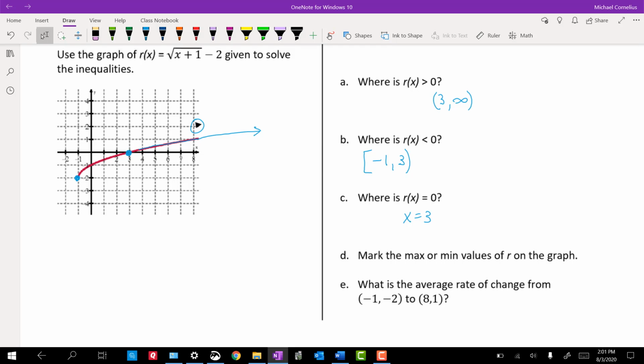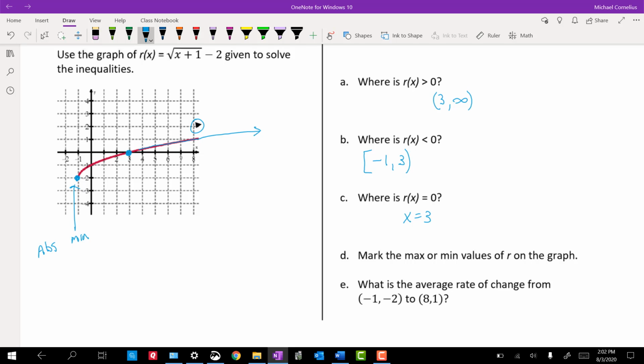Okay? Now, as r goes to the right, it continues to go up and up and up, so there's no max. The minimum value over here, this dude, this is a min. Is this a relative min or an absolute min? A relative min has to be at the bottom of a valley. An absolute min means it's the lowest point on the graph. So this is an absolute min.